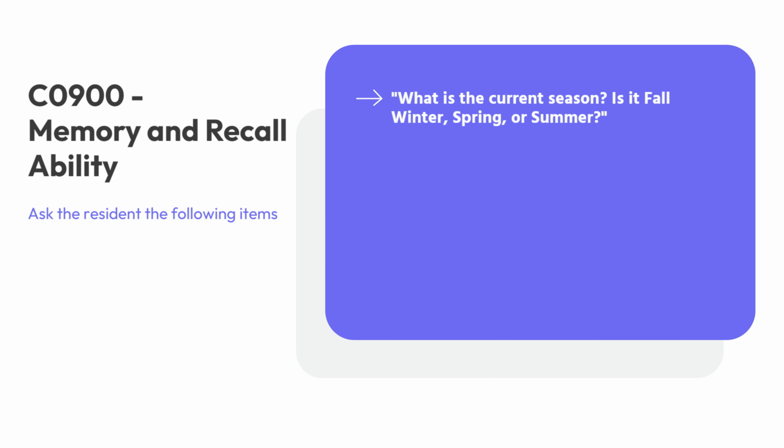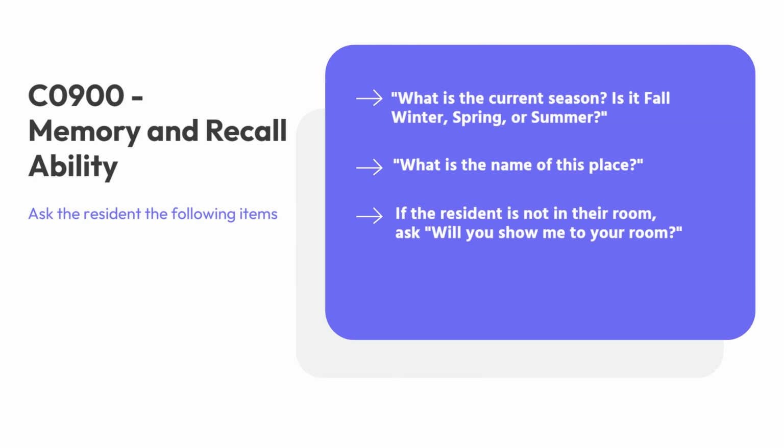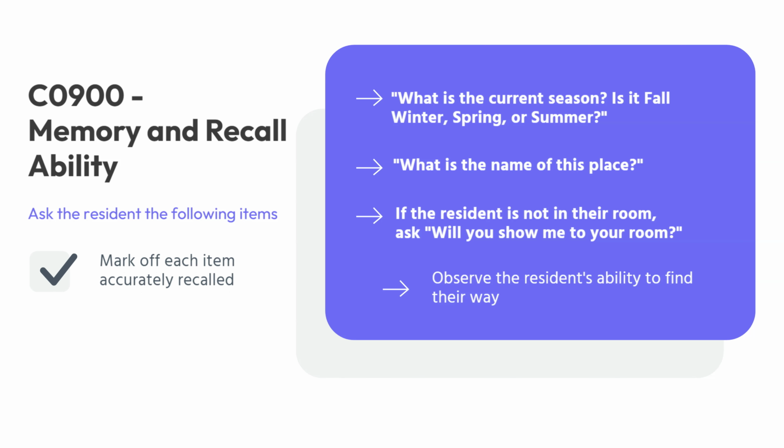Next, we'll review item C0900, memory and recallability, which will involve asking the resident about a series of items, such as, what is the current season? Is it fall, winter, spring, or summer? What is the name of this place? If the resident is not in their room, ask, will you show me to your room? And observe the resident's ability to find the way and mark off each item accurately recalled.